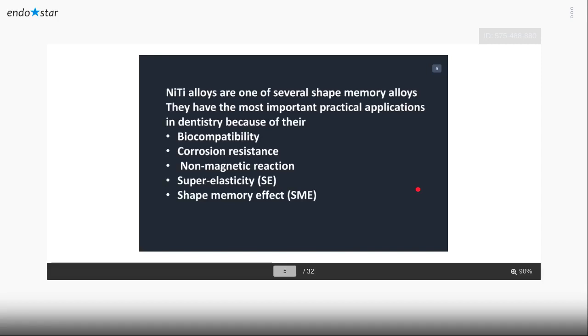Some people confuse the SE with the SME, or superelasticity, which is pseudo elasticity, with the shape memory effect. If you are undergraduate or postgrad, even myself, sometimes you can get confused by the two names. We will focus on them so you can understand how you can get the benefits of these two points in your treatment.